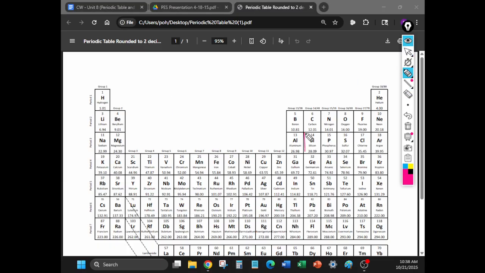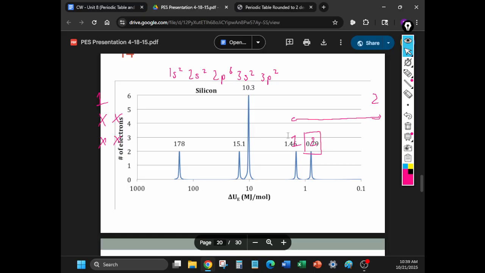So silicon is right over here. To get to silicon, we have 1s2. We have 2s2 right here. We have the 2p section that is filled up, so 2p6. And then we have 3s2 right here. And then lastly, we have 1, 2 in the 3p, so it'll be 3p2. Okay, so that is your electron configuration for silicon.